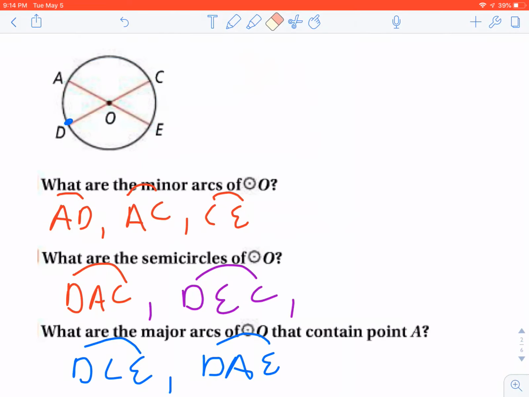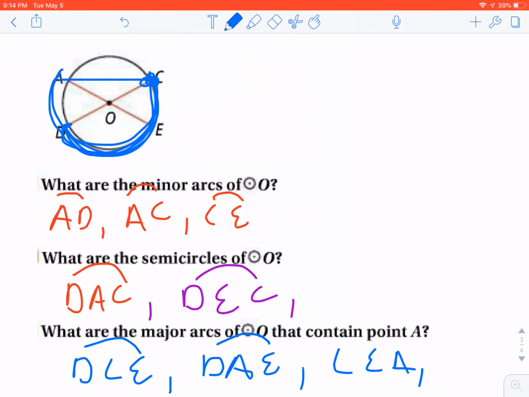Now, I don't have to start at point D either. I could start at any point I choose. Let's say I start at C. I could say CEA. If I said CED, I would stop short of being a major arc. I'd be a semicircle. Okay, but I could say CEA. I could say that as well if I wanted to. And don't forget your arc mark over there.